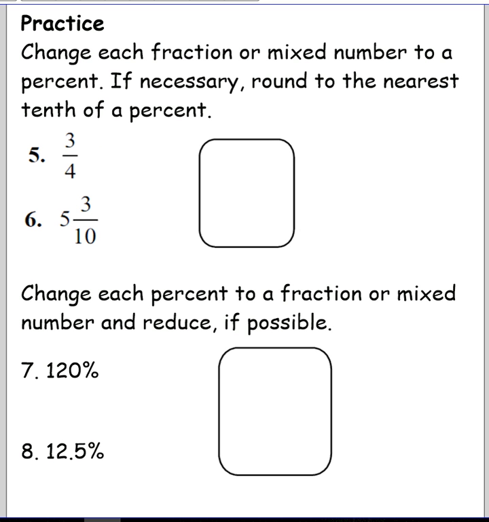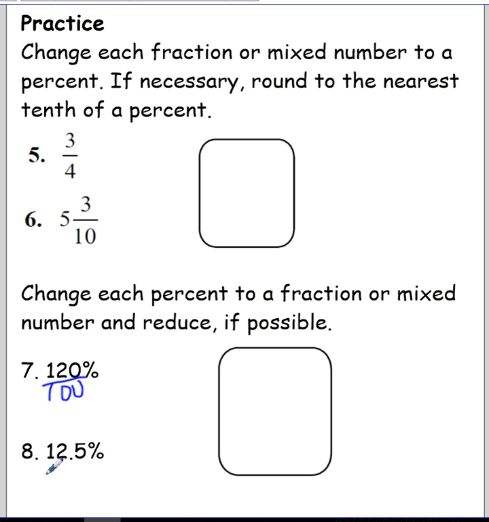So here's some practice. Change each fraction or mixed number to a percent. If necessary, round to the nearest tenth of a percent, so one decimal place, which neither one of these need to be, I believe. So, again, 3 divided by 4, move the decimal 2 spaces to the right. 5 3/10, 5 point, and then 3 divided by 10 to get that decimal, then move your decimal 2 spaces. And then here, change each percent to a fraction or a mixed number and reduce if possible. So put it over 100 and reduce it.